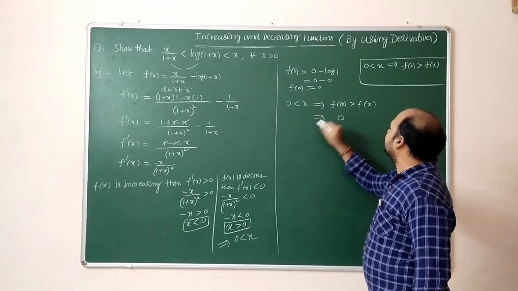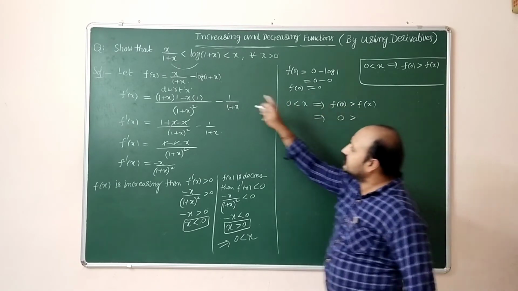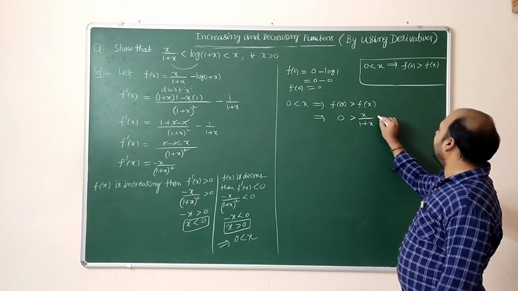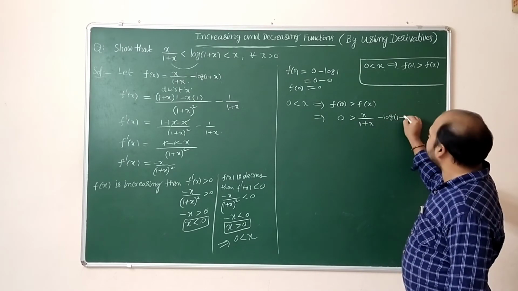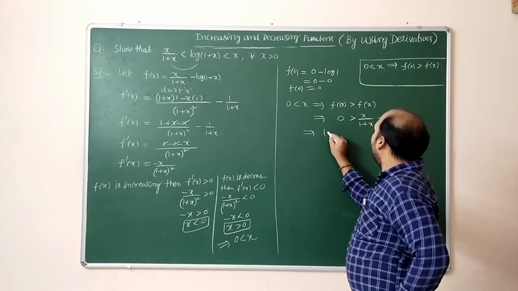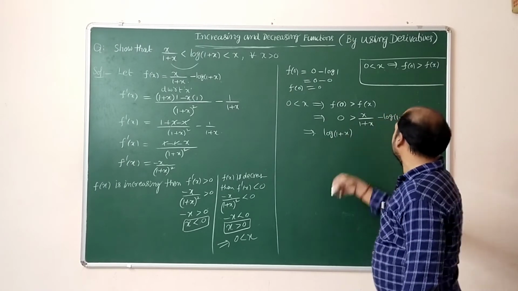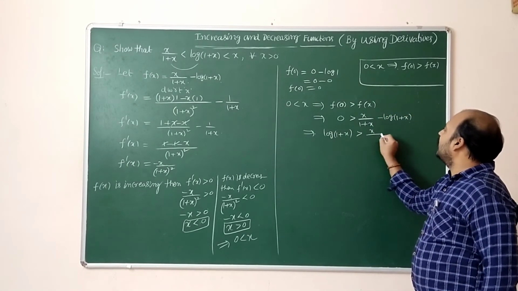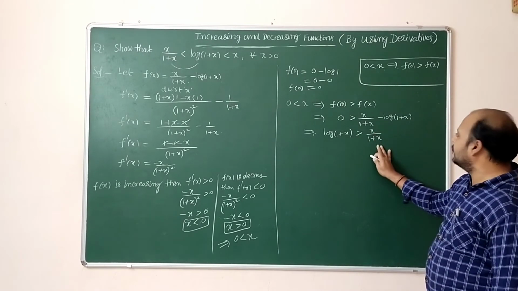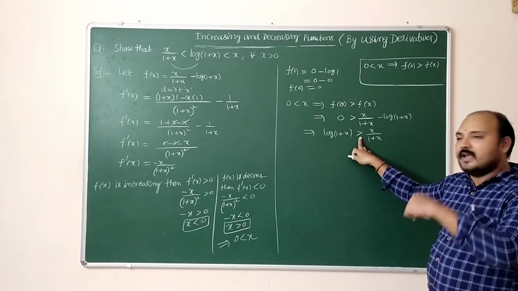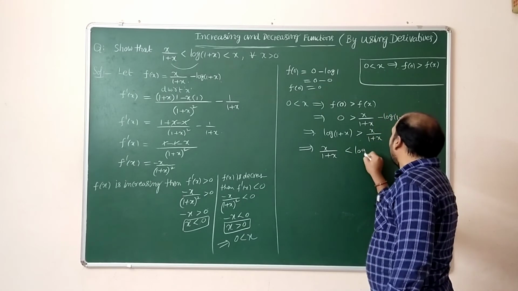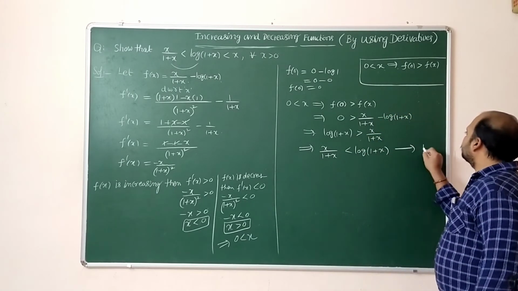That implies f of 0 is greater than f of x. What is f of 0? 0 is greater than, what is f of x? This one: x by 1 plus x minus log of 1 plus x. I am taking this minus log of 1 plus x here. So log of 1 plus x is greater than x by 1 plus x. If you interchange these two, the inequality will again be less. So x by 1 plus x is less than log of 1 plus x. Put it in equation number 1.